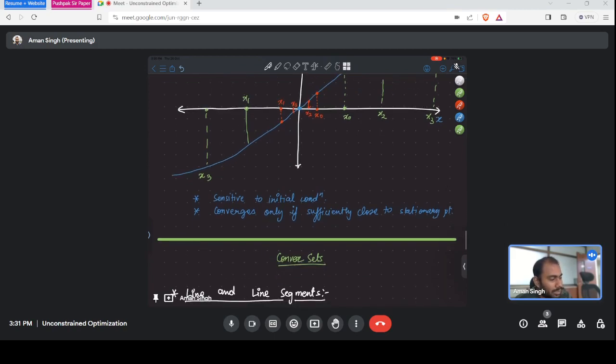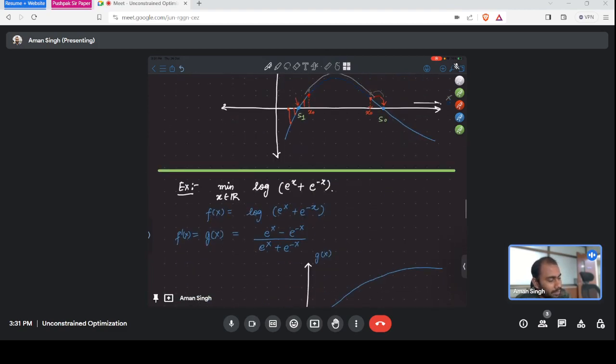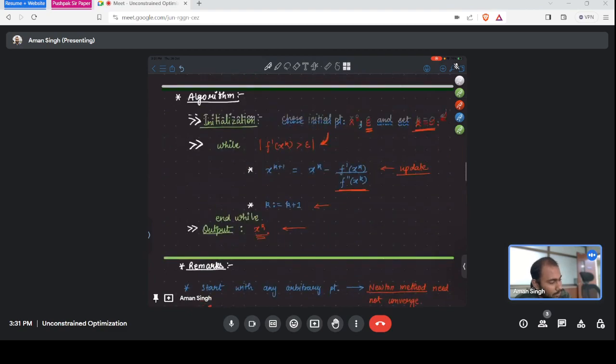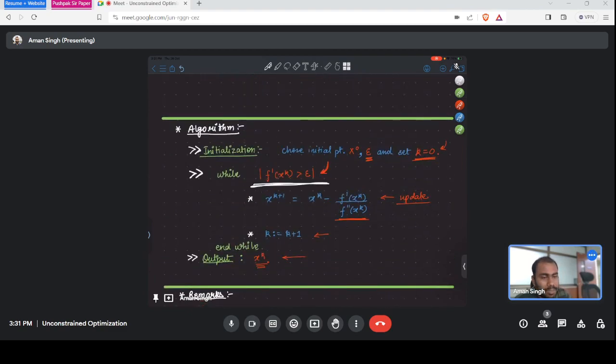So how do we know? If you write an algorithm in a program, your error will start diverging to a very high value. Our stopping criterion in the algorithm was that the derivative should become less than some tolerance. This will never occur. That's what will happen.